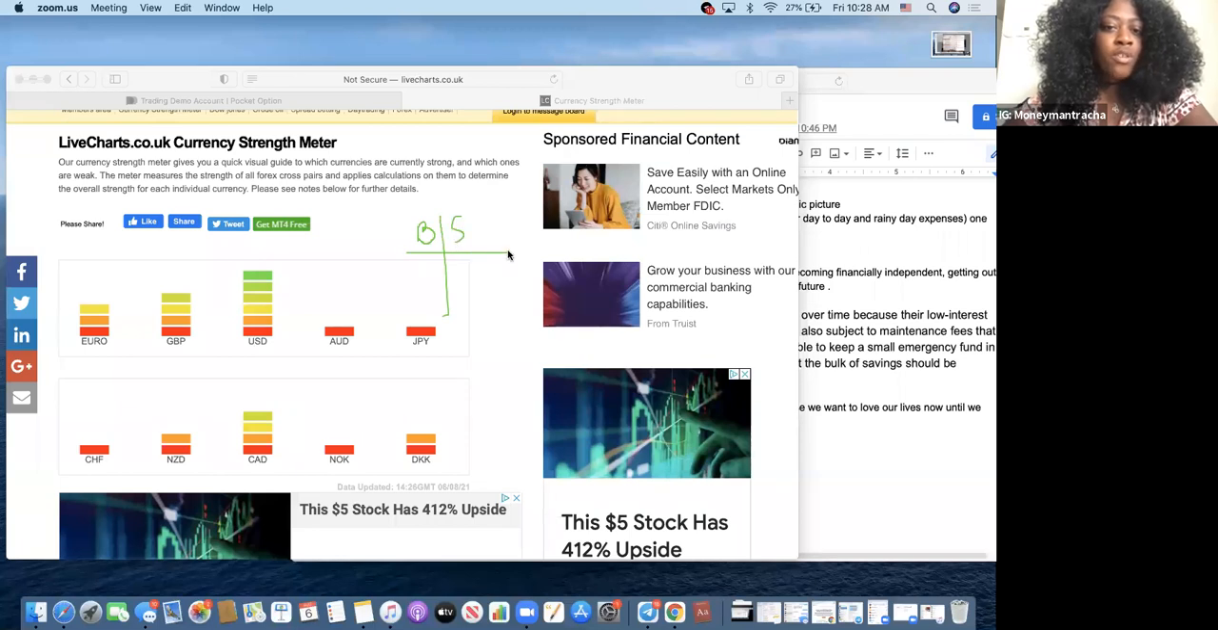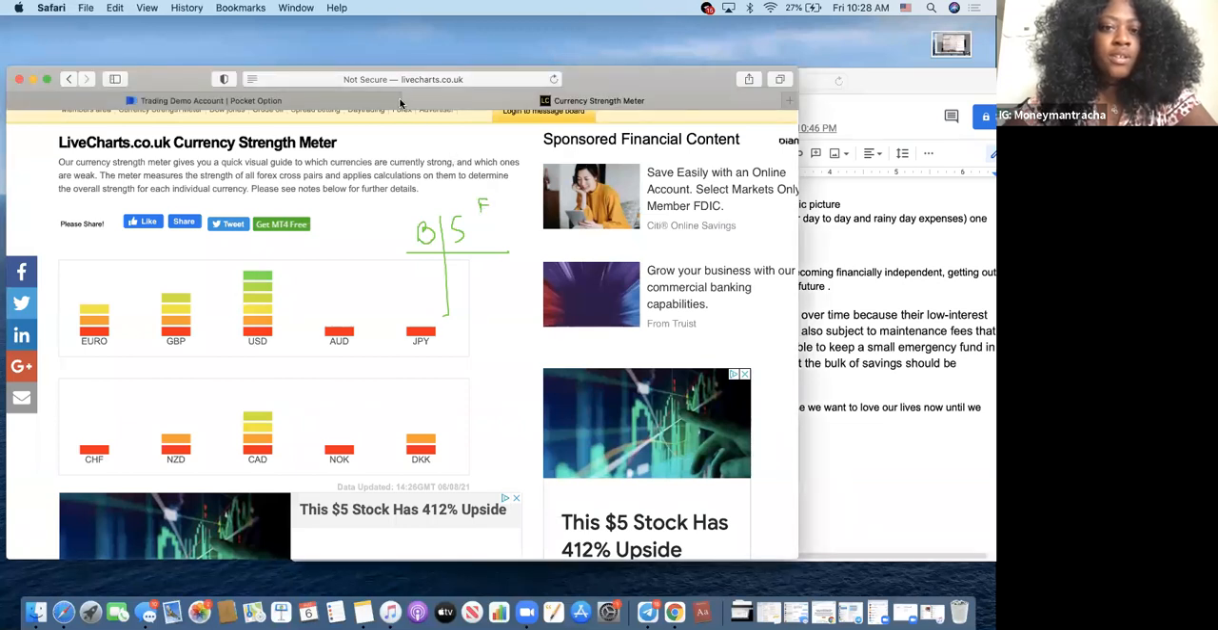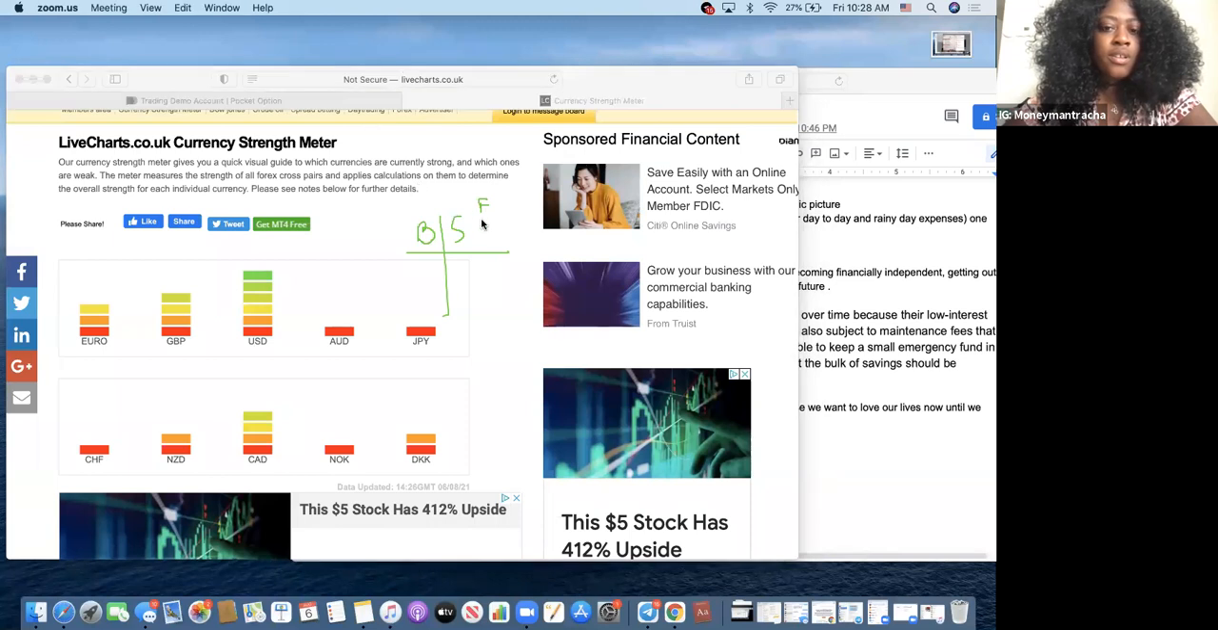So far with Euro AUD, let me just write it right here so I don't forget. Okay, so far with Euro AUD, I see that the Euro has more strength than AUD. So I'm gonna just give the buyers the first point. And I could assess that this market may be going up right now based on this analysis.